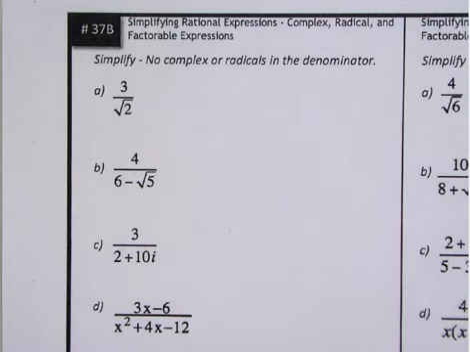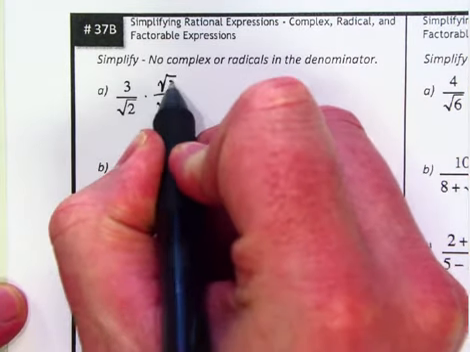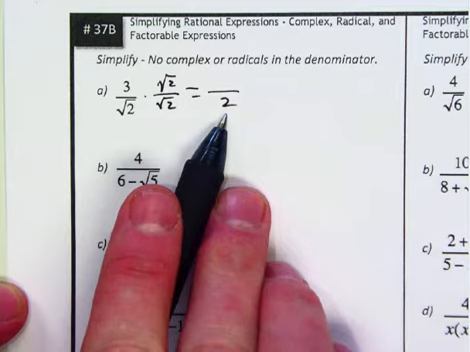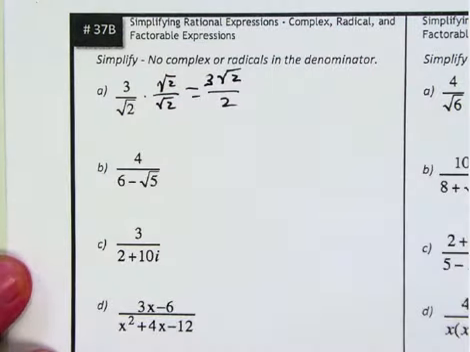All right, let's take a look at target 37B, which deals with simplifying rational expressions, when we have types of numbers in the denominator that we don't want down there, like square roots or i's. So square roots, we've been doing those for a while. You just simply have to multiply by the square root of 2, because the square root of 2 times the square root of 2 makes 2. That's the kind of number we want in the denominator. So then we end up with 3 times the square root of 2 over 2.